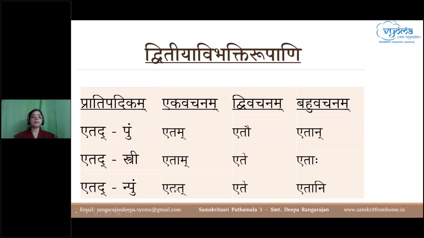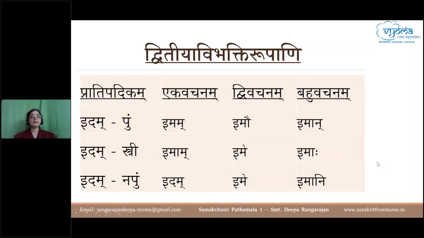So the Napumsakalinga has Etat Ete Etani, which is the same as the Prathama also. Etat Ete Etani. So Strilinga again, only the Ekavachanam differs. Esha Ete Etaha becomes Etam Ete Etaha.